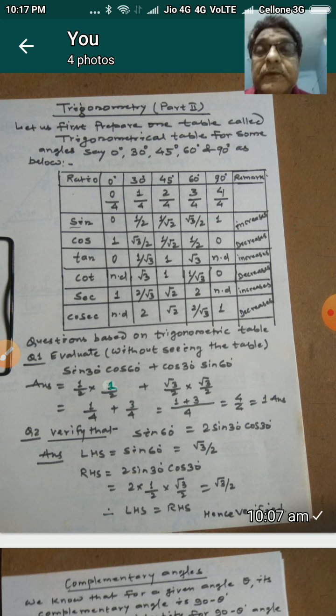So we have introduced, before this video, the introduction of trigonometry in part 1, where we could learn the 6 different trigonometrical ratios for an acute angle in a right angle triangle. And today we will see a table which is called the trigonometrical table, containing 0 degree angle, 30 degree, 45 degree, 60 degree and 90 degree.